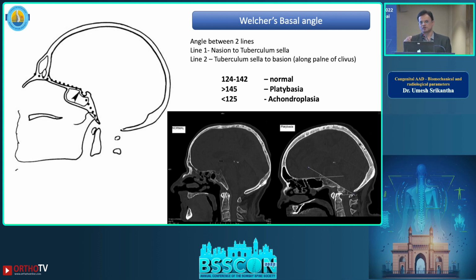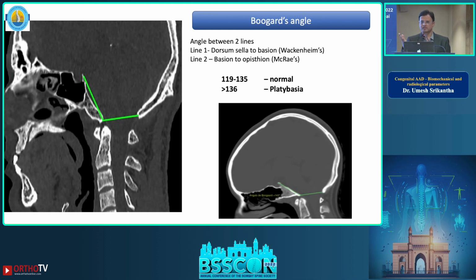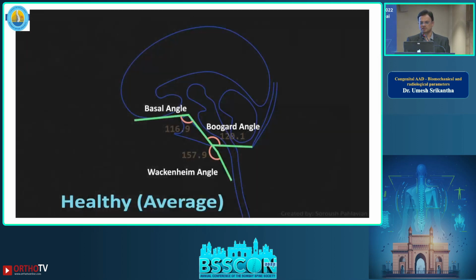Another important thing to measure platybasia: there are two angles, the basal angle as well as Bogdan's angle. The basal angle is the one along the base of the skull as well as the plane of the clivus. As shown here, if it is more than 145, the clivus is flatter, and this indicates platybasia. Similarly, Bogdan's angle is almost similar. It measures the clivus angle with the level of the foramen magnum or the Macrae's line, basically the angle between the Wackenheim's and the Macrae's line. Again, if it is more than 136, it is suggestive of platybasia.